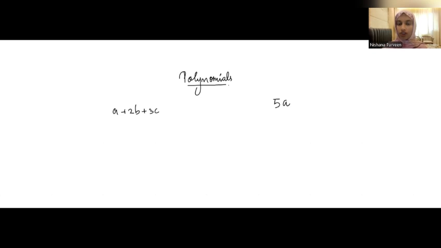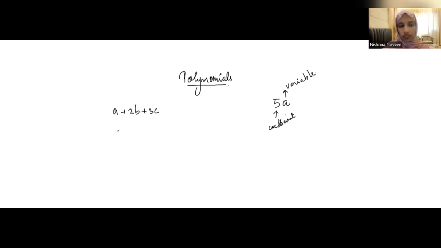In this 5a, 5 is the coefficient, and a is the variable. That means alphabets are basically variables, and the number with the alphabet is the coefficient. So here I have written a plus 2b plus 3c. This is a polynomial. I told you that a polynomial is a collection of unlike terms.